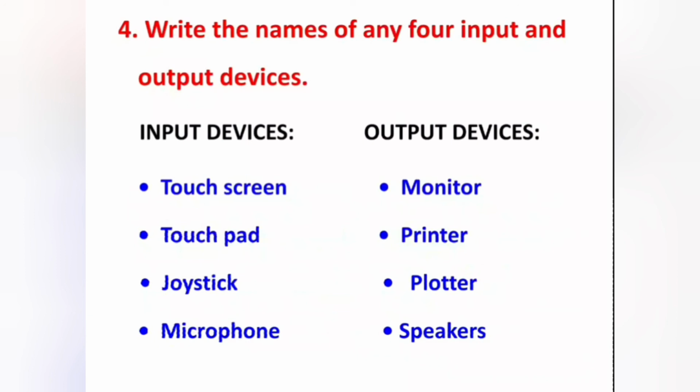So write the names of any 4 input and output devices. This is the 4th question. Input devices and output devices, you have to write any 4 for each. Any 4 devices of input devices, and any 4 devices of output devices. Okay, shall we move on to the next question?